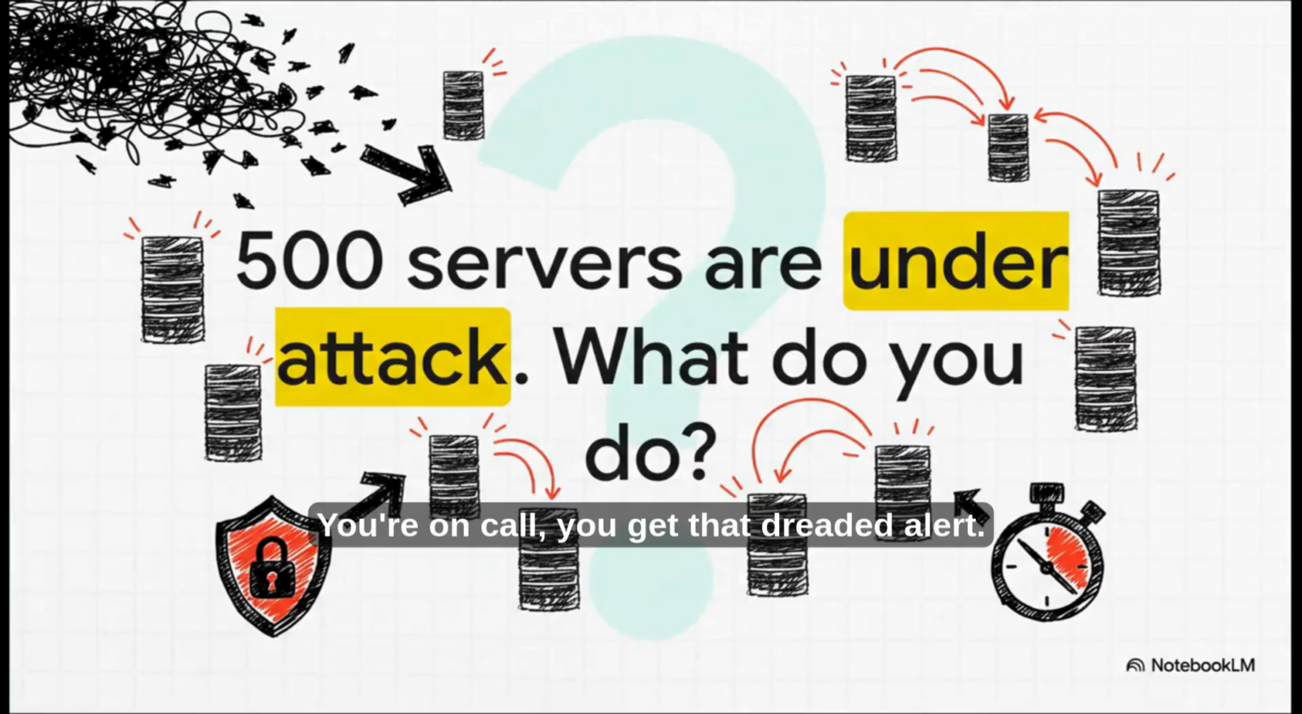So imagine this. You're on call, you get that dreaded alert. There is a single malicious IP address just hammering your systems. And it's not just one server. 500 of your servers are totally exposed. The clock is ticking. You have to block this IP, and you have to do it now, across everything. So what do you do? What's your first move?